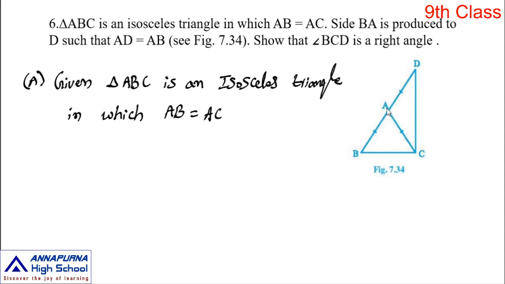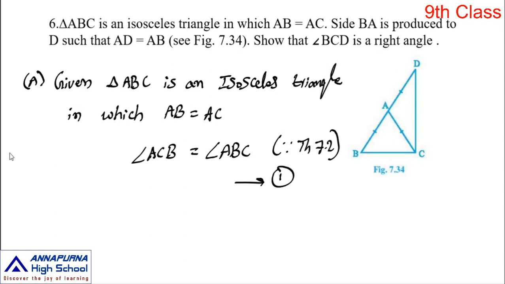The angle opposite to side AB is angle ACB. Angle ACB is equal to the angle opposite to side AC, which is angle ABC. By using theorem 7.2, this is equation number 1.